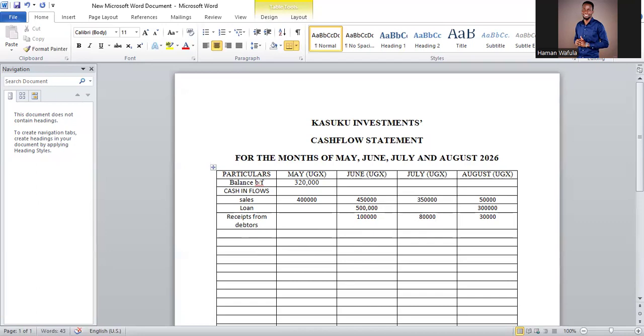Then we have rent receivable. Rent receivable for China every month, that is 50,000 per month. Then the cash inflows are done. Let's now go to cash outflows.